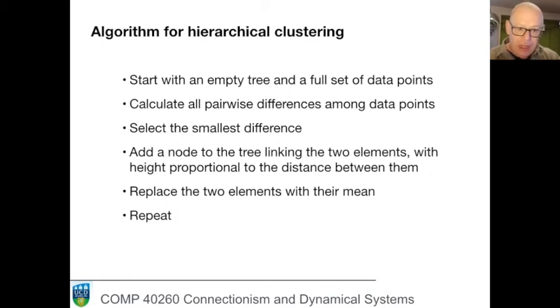That node will link those 2 points, and it will have a height proportional to the distance between them. So if they're very similar, the height of that element in the tree will be very small, and if they're quite dissimilar, the height of that element in the tree will be large. We'll see this graphically in a minute. What we do then is take those 2 data points out of the data set and replace them with a single point which lies halfway between them. So our data set just got smaller by 1 element, and we can repeat the process.